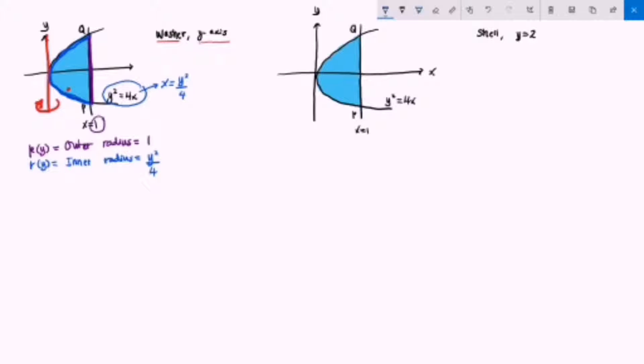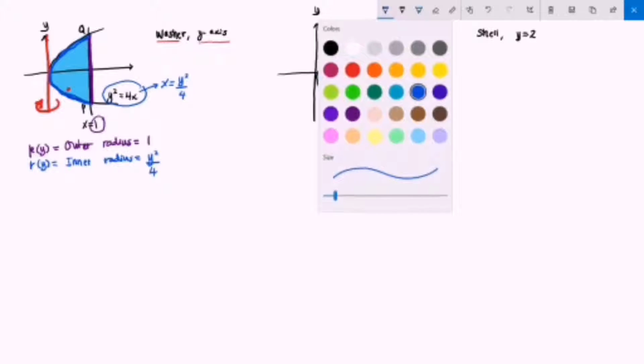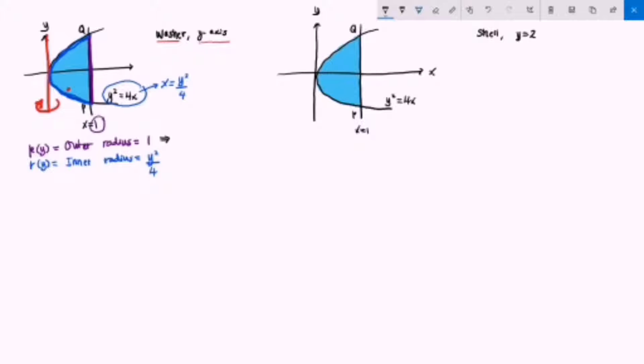All right. So now we need to find the square of both radii. R(y) squared: 1 squared will be 1. And then we'll have the inner radius squared, r(y) squared. So it will be y to the power of 4 over 16, because 4 to the power of 2 is 16. So then we can find the volume. The volume is given by pi integrate outer radius squared minus the inner radius squared, in this case dy.